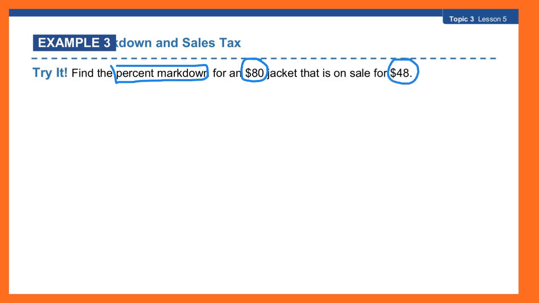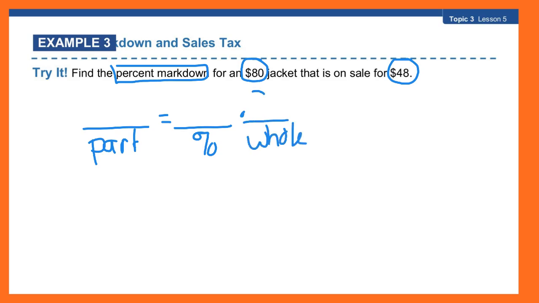This is really only a one-step problem because we're not adding tax. We're just figuring out the percent markdown. So here's my part. Here's my percent. Here's my whole amount. Well, the jacket used to cost a whole $80, but it's on sale. So I wonder how much I'm saving. I would take 80 minus 48. I think I'm saving $32. That's the part I'll save.